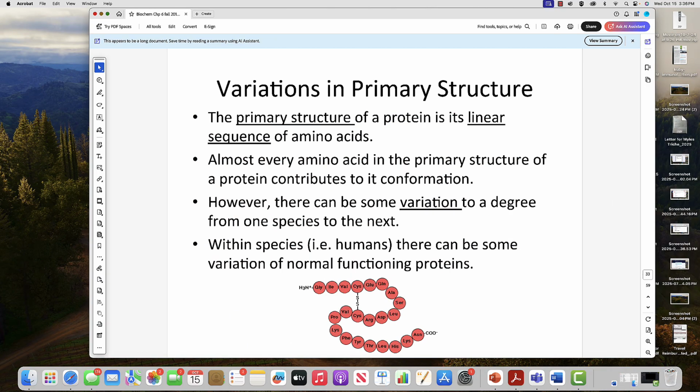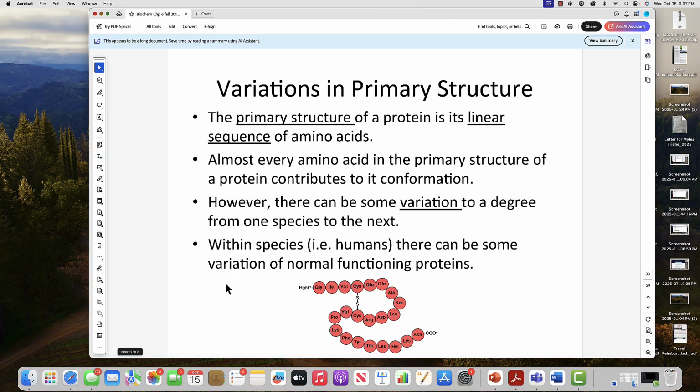All right, so let's talk about variations. We'll switch a little bit. Variations in primary structure of a protein. So the primary structure of a protein is its linear sequence of amino acids. So it's not looking at how it folds or interacts with any other molecules. It is just the primary structure, or the linear structure and sequence of amino acids. The linear sequence of the amino acids, also known as the primary structure, can vary slightly among individuals and species. Some substitutions are harmless, while others can dramatically change a protein's conformation or function.